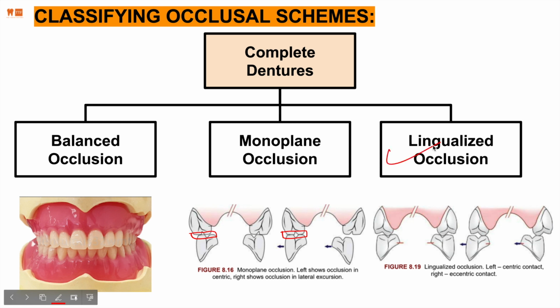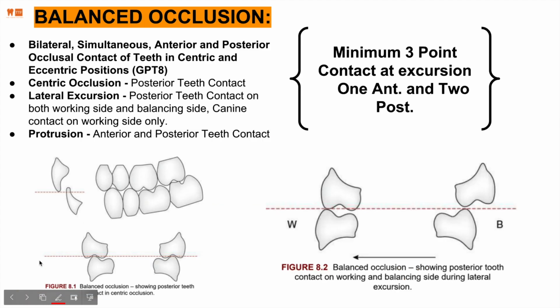Right? Lingualized occlusion is, for example, on the left we have centric occlusion. This is the lingual or palatal cusp of the maxillary teeth during centric occlusion, touching the mandibular fossas, but it's only the lingual, not the facial. And this is an eccentric contact: if the mandible is moving this way, only the lingual will touch, not the facial. And that's lingualized occlusion. Why do we do that? Why do we need monoplane? Why do we need balanced? Let's find out.